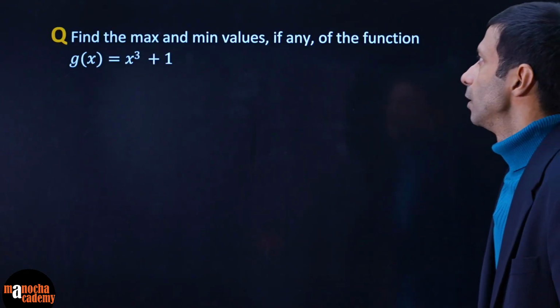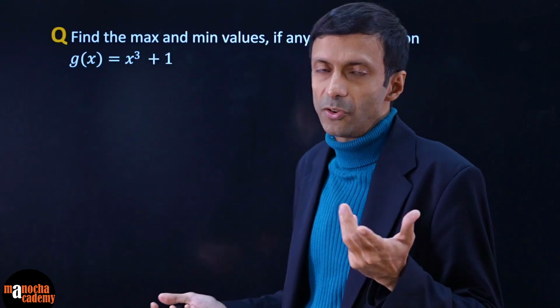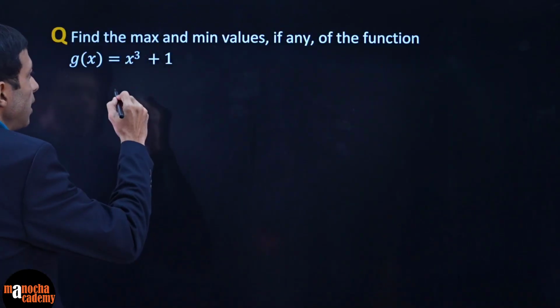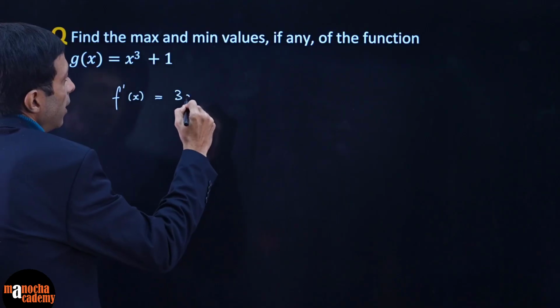Done. This is another interesting example. Remember, this one had given us the point of inflection. So see whether you will get it. Try it yourself. So f dash x, nothing difficult. F dash x is 3x square.